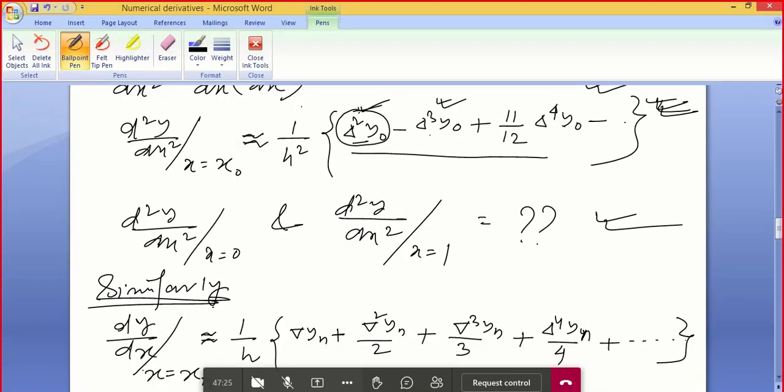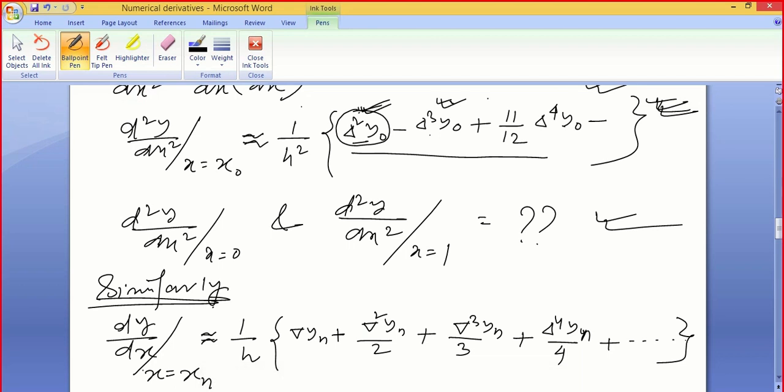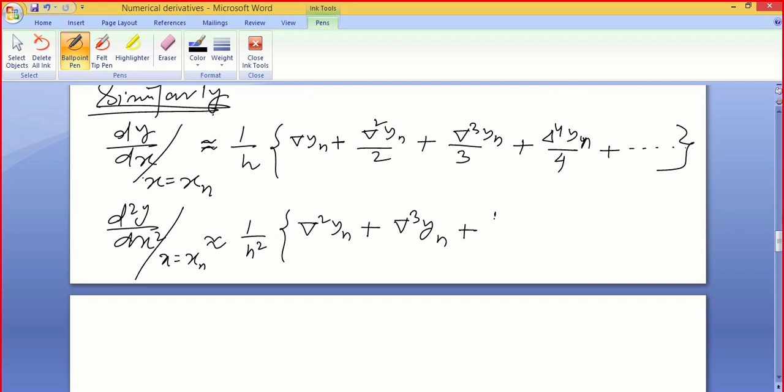Here, earlier these were the del operator with an alternating series; here all terms are positive. 11 by 12 grad 4 y. Up to the third term you just try to remember. No need to remember the remaining. Only up to the third term you need to calculate.